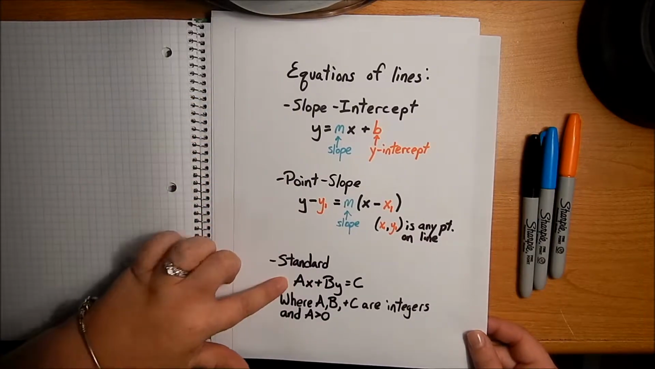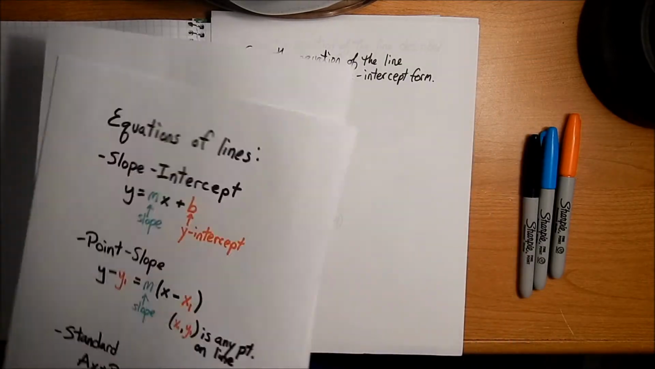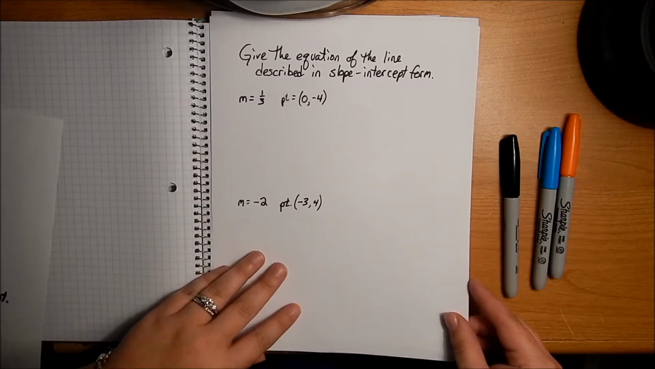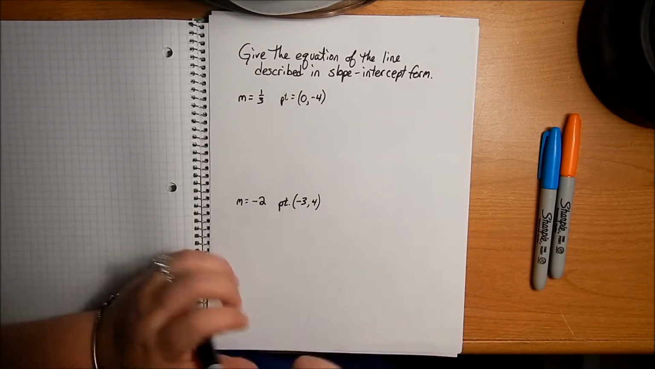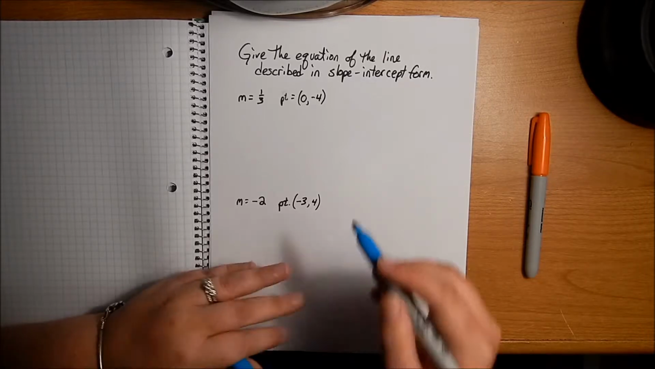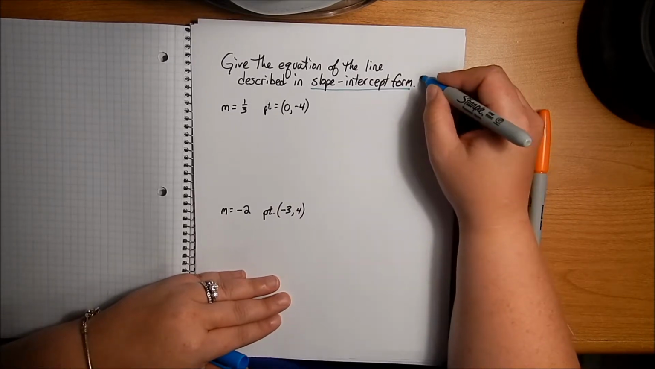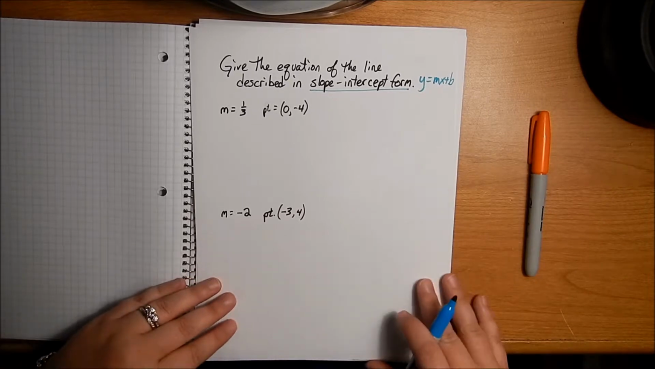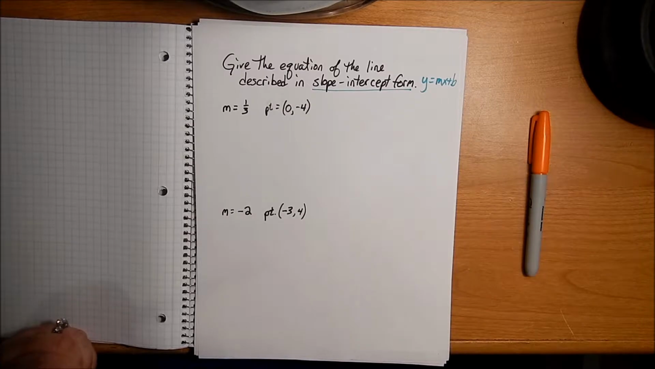Okay, so these are our three types, and we're going to be talking about writing the equations of lines in these forms. So let's take a look at our first example. More often than not, you're going to be asked to give the equation of the line in slope-intercept form. So here it says, give the equation of the line described in slope-intercept form. So remember, that's our y equals mx plus b. When we're done, it's going to look like that, and we're just going to have something in for the m and something in for the b.